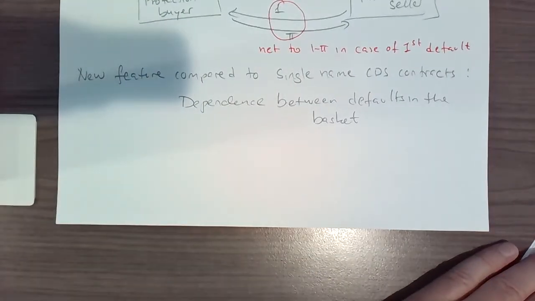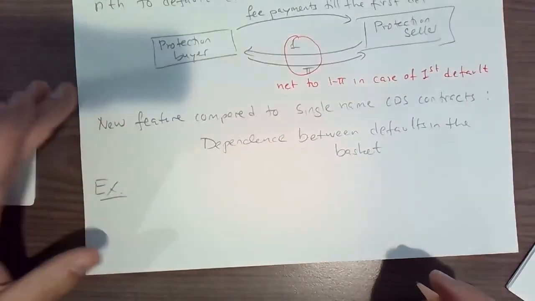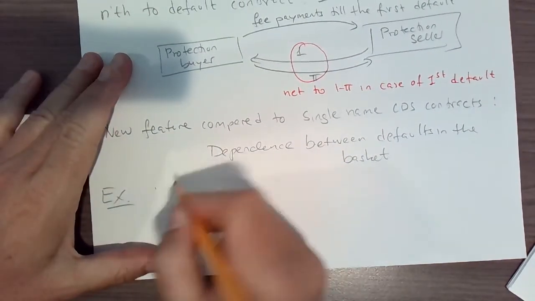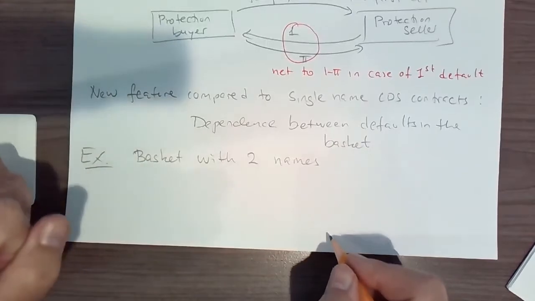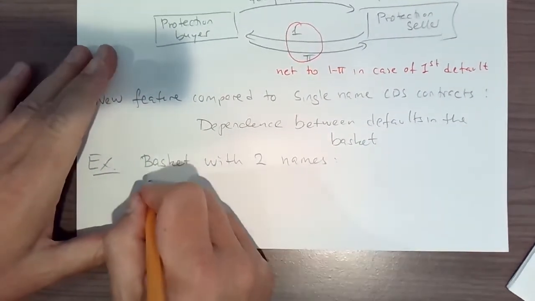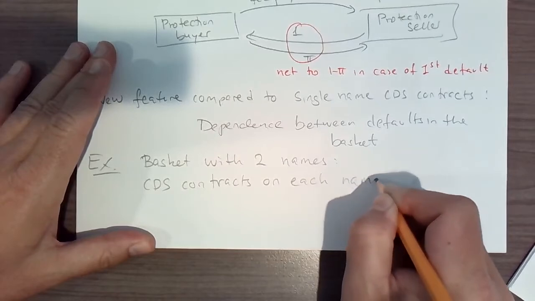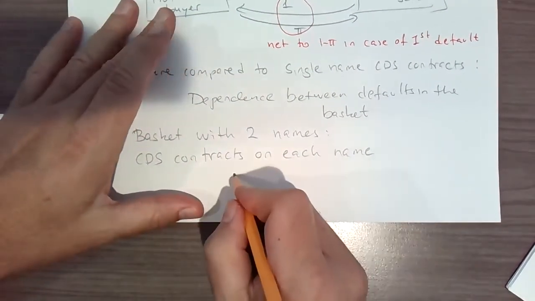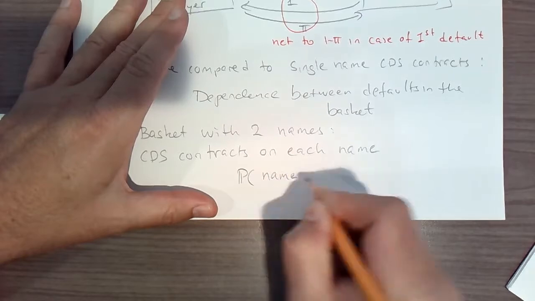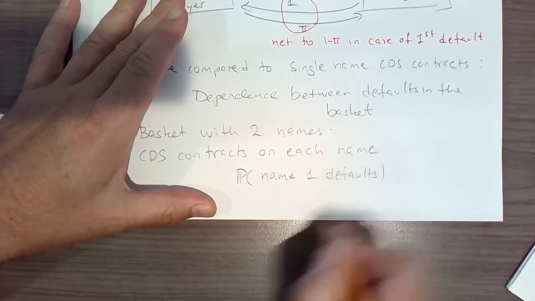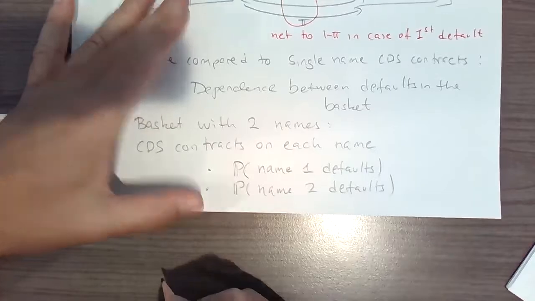We're almost out of time, so let me just look at a very simple example. So if I just had two names, so say that I had a basket with two names. So if I'm looking at CDS contracts on each name, what I'm interested in there is the probability that name one defaults, and the probability that name two defaults. These are the two things that I'm interested in.